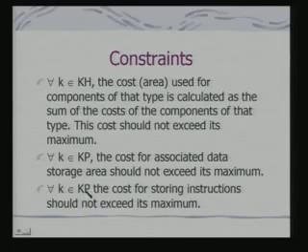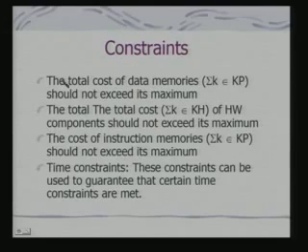This gives you a constraint on instruction memory, the program memory which is to be used. Then the total cost of data memory should not exceed its maximum. The total cost of hardware components should also not exceed its maximum, and instruction memories should also not exceed their maximum. And we also talk about time constraints. There may be multiple time constraints used to guarantee that some time constraints are met. So what we have got are constraints on the area, constraints in terms of memory usage, and constraints in terms of time. These are all design constraints.